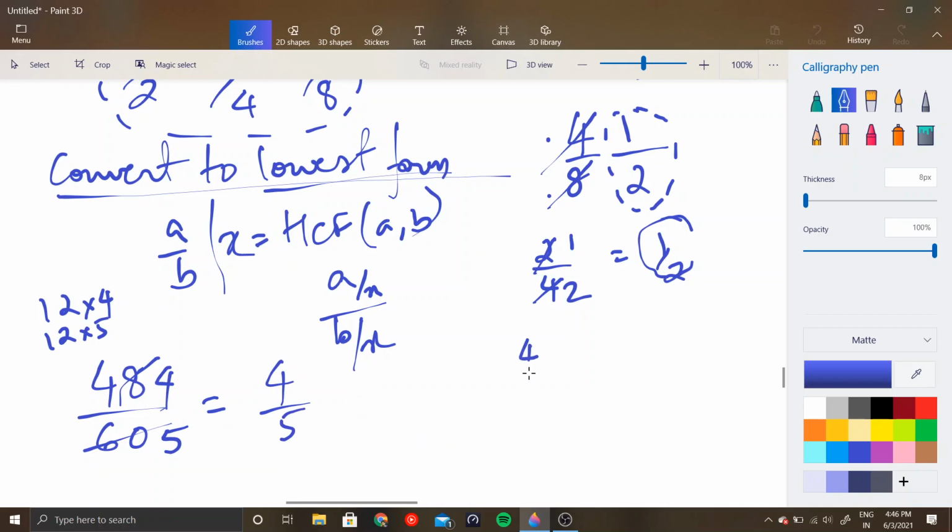Now suppose you don't want to calculate the HCF of a number. So you see that this is an even number, this is an even number. So you have certain numbers that you can think of that can divide these numbers. An even number is always divisible by 2. So try and divide this by 2. So this will result in 24 by 30. Again, these are even numbers, divide by 2, 12 by 15.